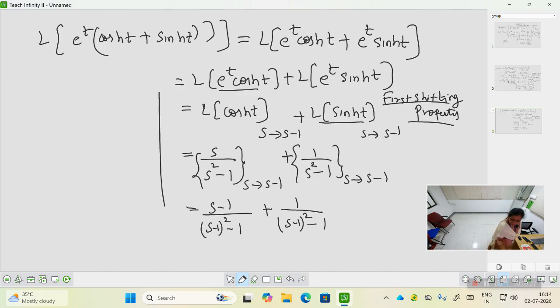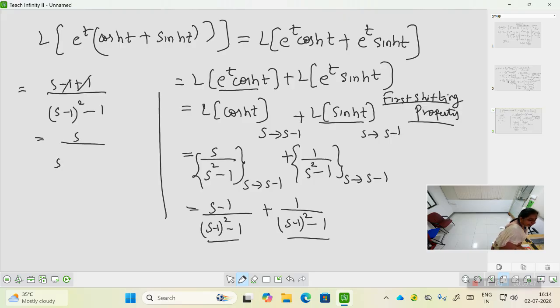So now, which is equal to, I think both denominators are common here. So I'll take this as common factor, like s minus 1 plus 1 divided by s minus 1 whole square minus 1. Now 1 gets cancelled, which is equal to s divided by s square minus 2s plus 1 minus 1. So 1 gets cancelled, which is equal to s divided by s square minus 2s. This is the respective output of whom? Output of this problem.